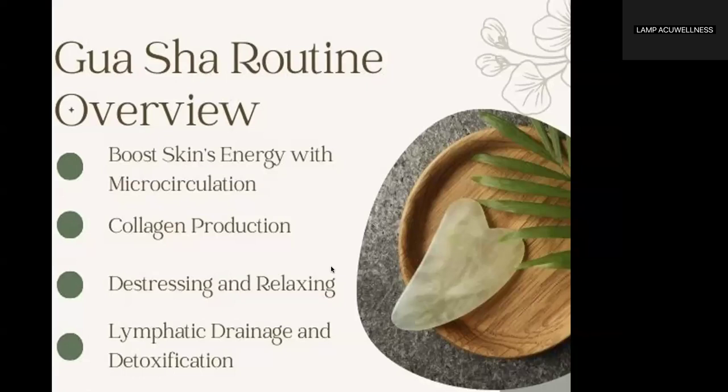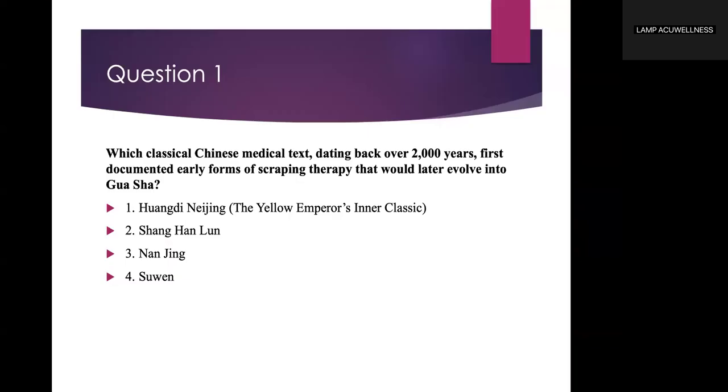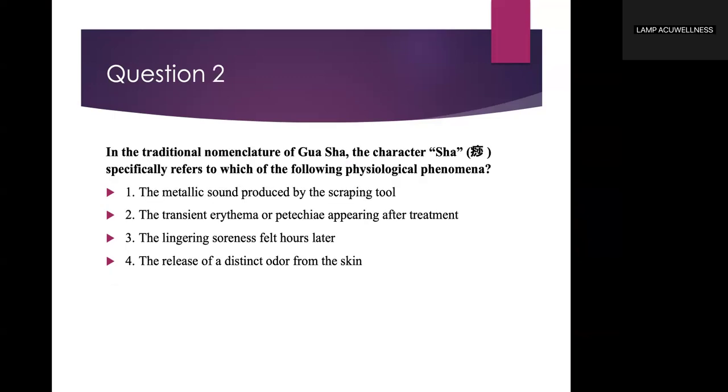Okay, welcome to Gua Sha Module 1, the multiple choice questions. Number 1, which classical Chinese medical text dating back over 2,000 years first documented early forms of scraping therapy that would later evolve into Gua Sha? Huang Di Nei Jing, number one. Yeah, the Yellow Emperor's Inner Classic.